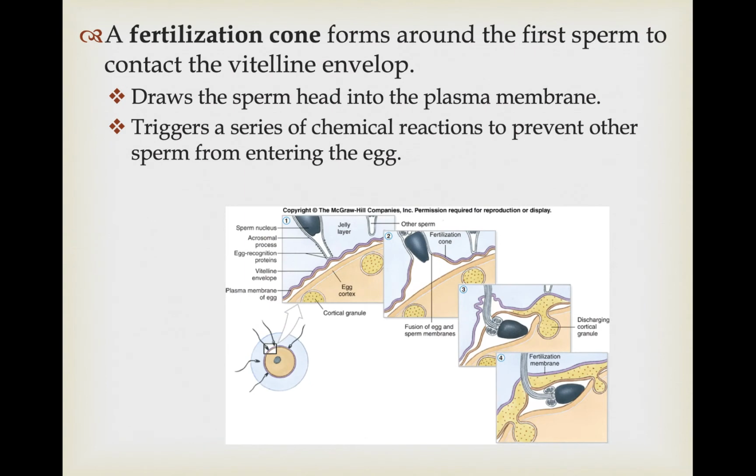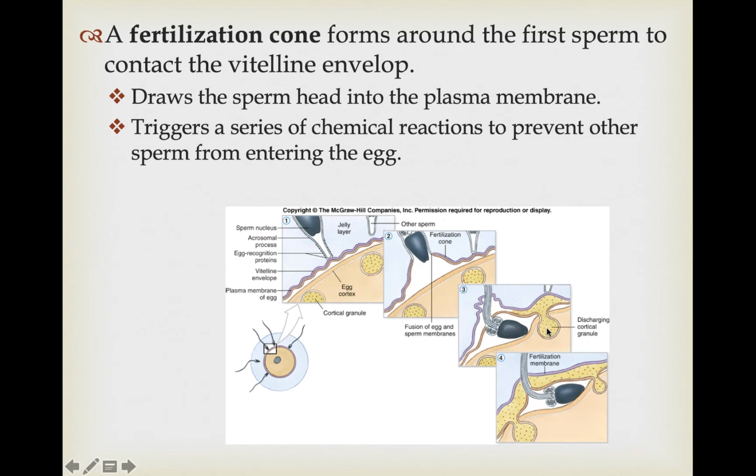If the communication works, then the first sperm that makes that communication induces the formation of a fertilization cone, which draws in the head of the sperm, which contains the DNA, closer to contact with the plasma membrane. And at the same time, as soon as the DNA payload enters the plasma membrane, it triggers the cortical granule release.